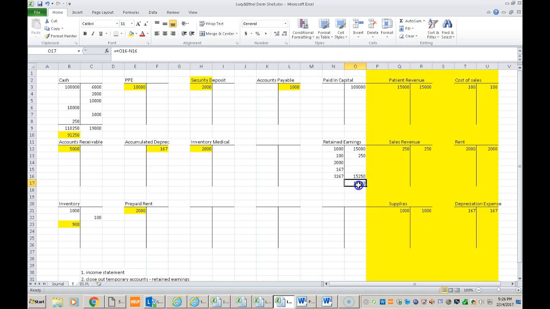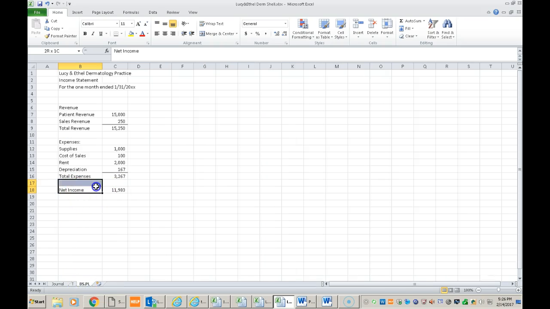Okay, so this number should look familiar, right? 11,983. Our change in retained earnings is 11,983. If we go to our income statement, right, those numbers match. So let's do our balance sheet now. So we're going to have the same name of the practice, right? But this is going to be our balance sheet. And the balance sheet, remember, is a period in time. So it's a snapshot. So it's as of 1/31/20XX.